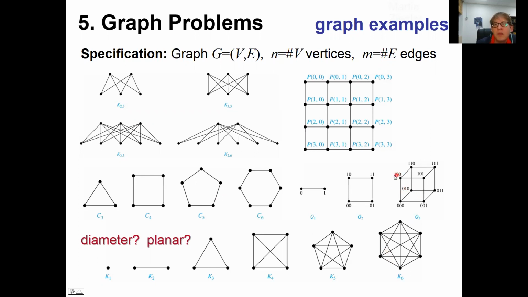And here, how many vertices does a hypercube graph of dimension d have? A hypercube graph of dimension d has 2 to the d vertices, right? Every vertex is represented by a bit string of length d. So there are 2 to the d many bit strings of such length, and therefore there are 2 to the d many vertices. So 2 to the d vertices, n is 2 to the d.